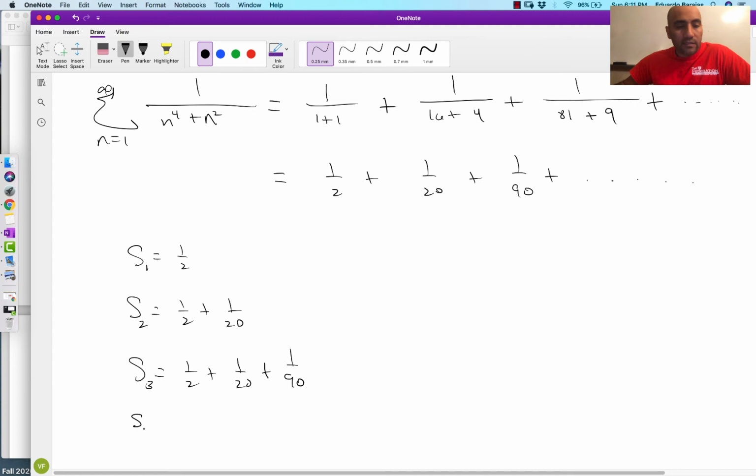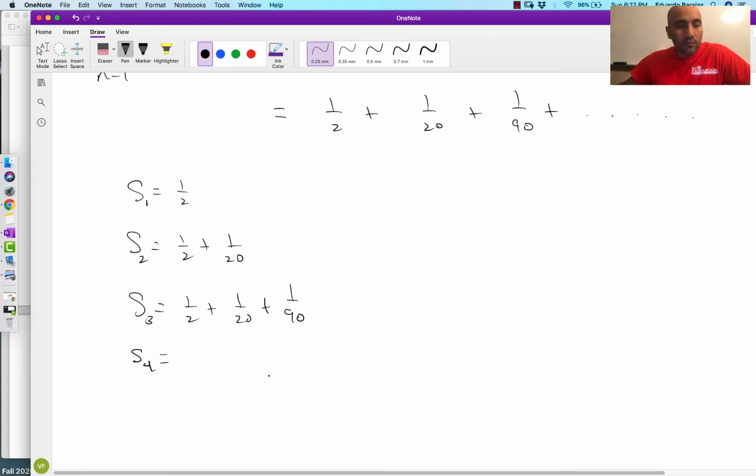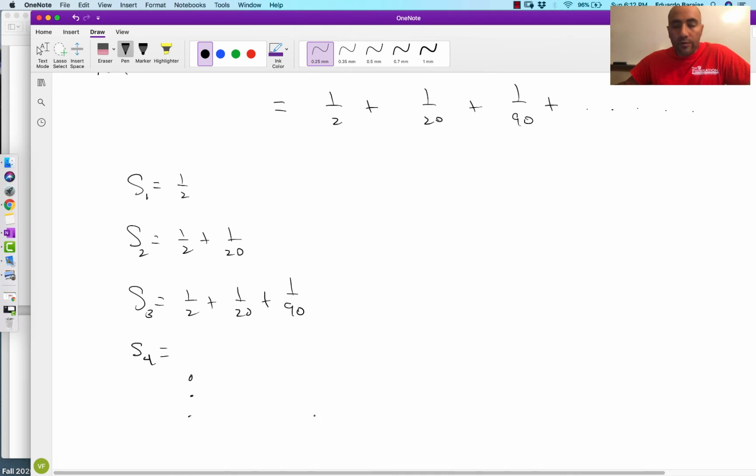Good. S sub 4, okay, well you have to figure out what the 4th one is by putting a 4 there. 4 to the 4th plus 4 to the 2nd. That'll be the next term in the series, and then we need that one to figure out the 4th partial sum. And so this hopefully will get you going, figure out where you need to go.